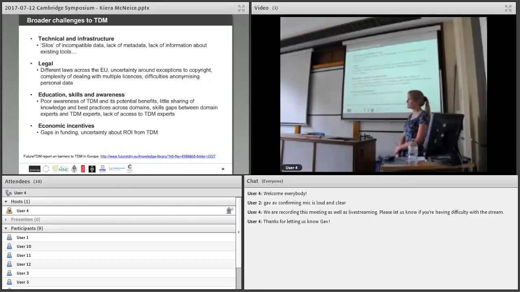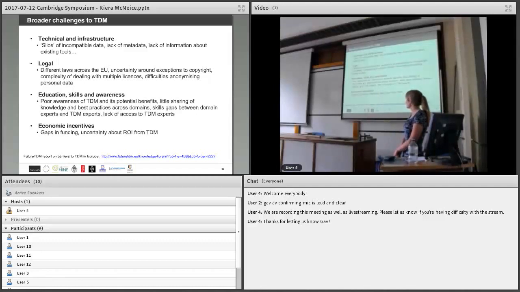In terms of education, skills and awareness, there is poor awareness of TDM and its potential. And we saw how few people in the room felt like they really understand what TDM is. There's little sharing of knowledge and best practices across domains. So we find that a lot of individual groups of people are starting to do text and data mining, but they're often not talking to each other and sharing best practices and learning things from each other. And of course, there's a lack of access to TDM experts, sometimes just because they're prohibitively expensive to hire.